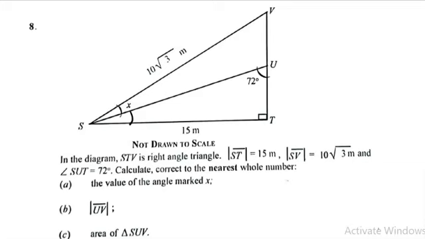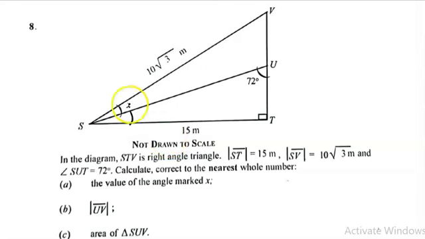In this video, I'm solving question 8 of WASSCE 2023 school, that is September. Let's see how we are going to do this one. We have a diagram on the screen, triangle STV. This is a right angle triangle, and we are supposed to find the angle marked x here, then the length UV, and finally the area of triangle SUV. So let's see how we are going to do this.